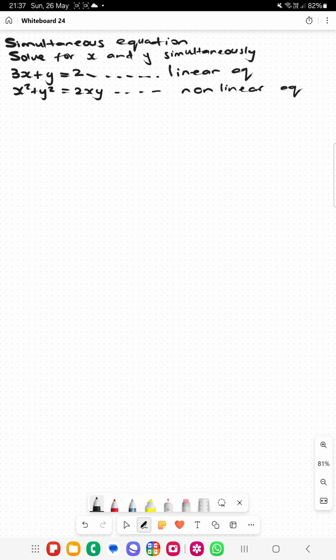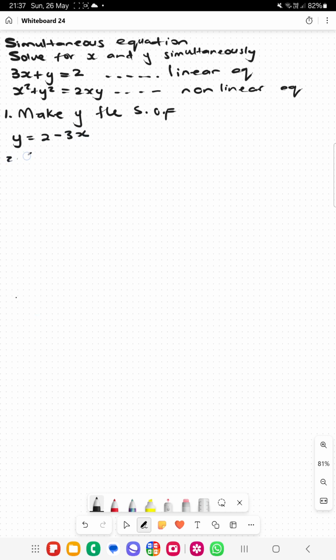So our very first step is going to be to make either x or y the subject in the linear equation. In our case, it's better to make y the subject. So we're going to make y the subject of the formula. So we're going to have y equals 2 minus 3x.